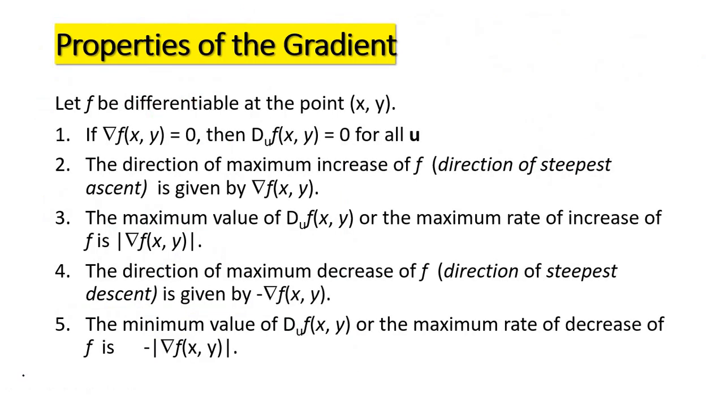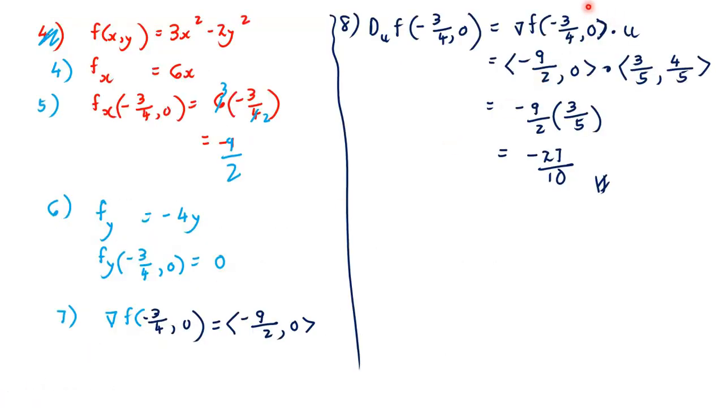Okay, and here we can have the properties of the gradient. Let f be differentiable at the point x1. We can find the fx, fy. If the gradient vector equals 0, then the directional derivative will be equal to 0, because 0 dot with any unit vector gives 0.